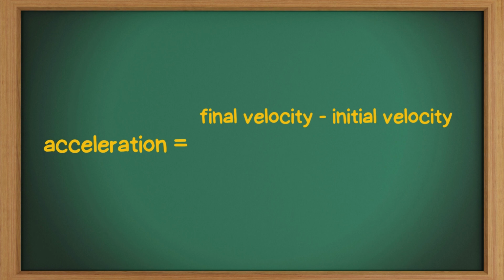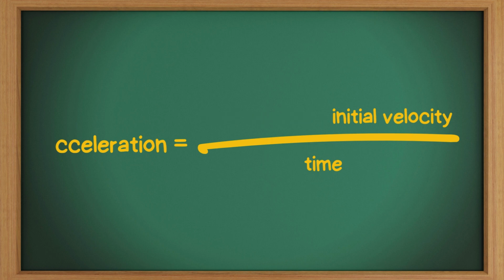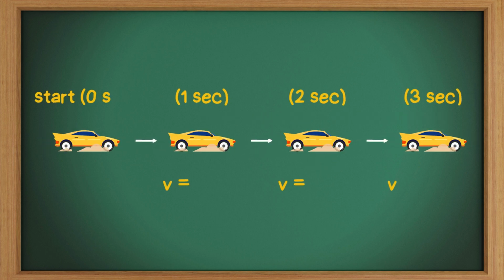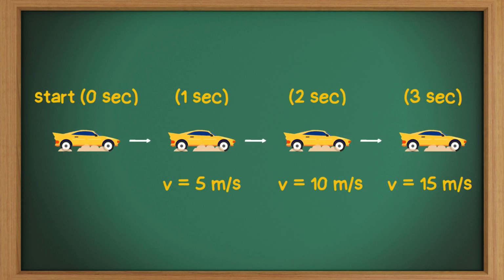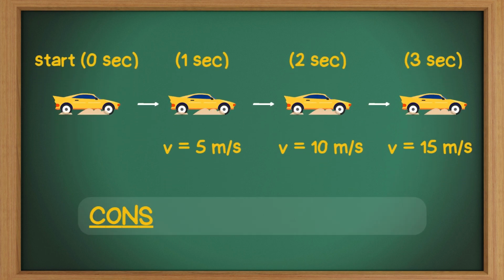Using the formula for acceleration, we can compute its magnitude for every time interval. Acceleration equals final velocity minus initial velocity divided by time. This will give us a constant value of 5 meters per second squared. With this, we say that an object that has a constant change in its velocity also has a constant acceleration.